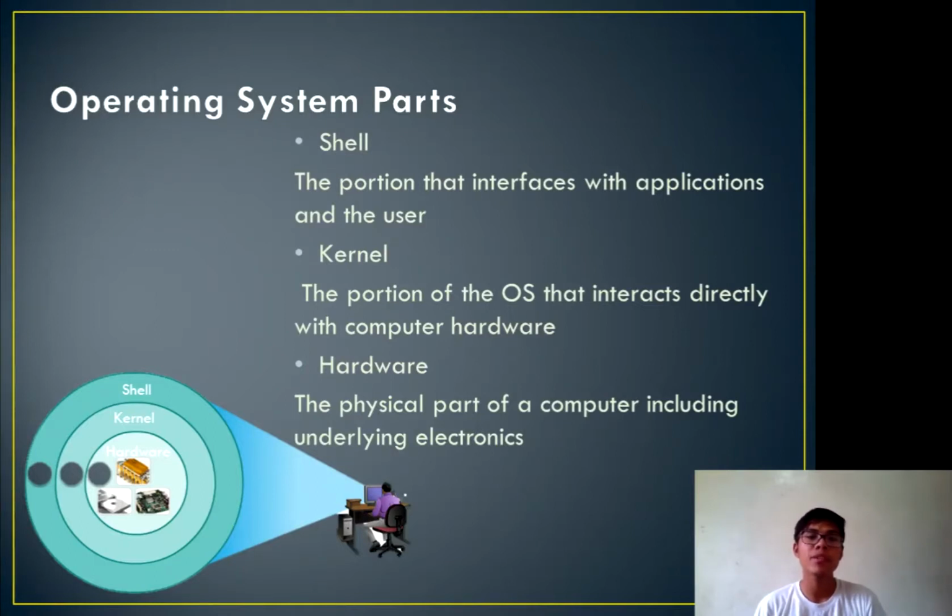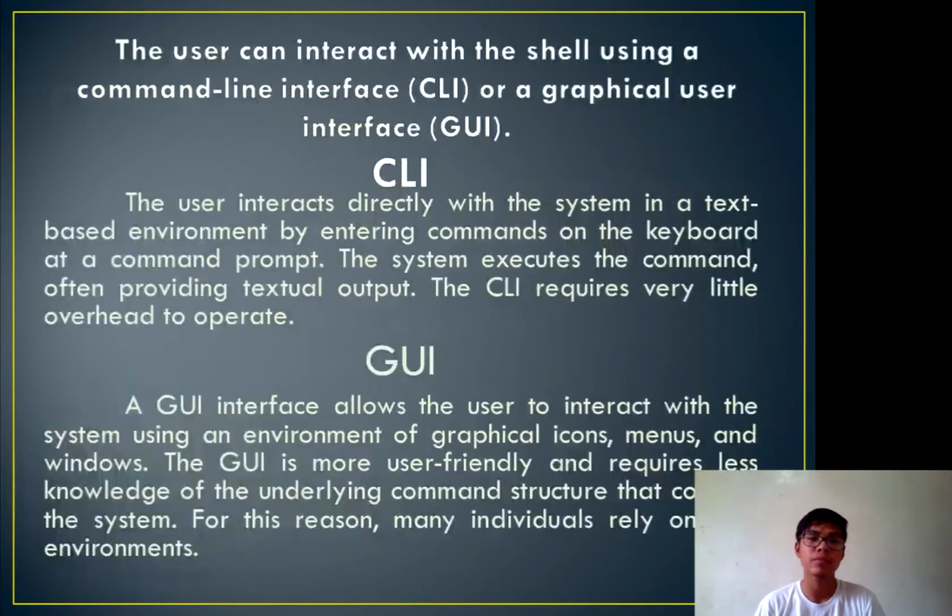Operating system parts. The shell: the portion that interfaces with applications and the user. The kernel: the portion of the OS that interacts directly with the computer hardware. Hardware: the physical part of the computer, including the underlying electronics. The user can interact with the shell using a command line interface, or the CLI, or a graphical user interface, the GUI.